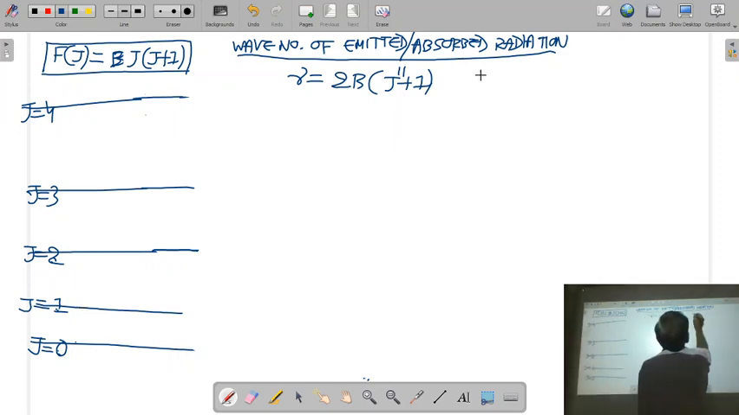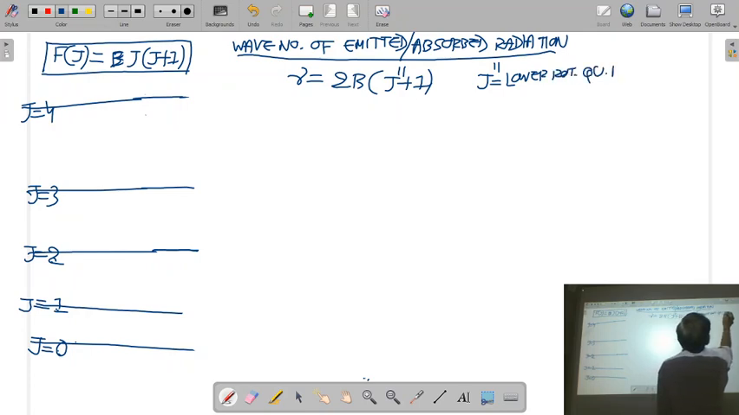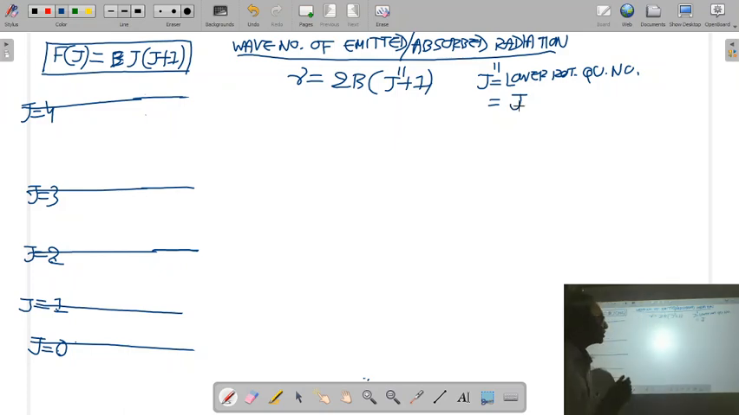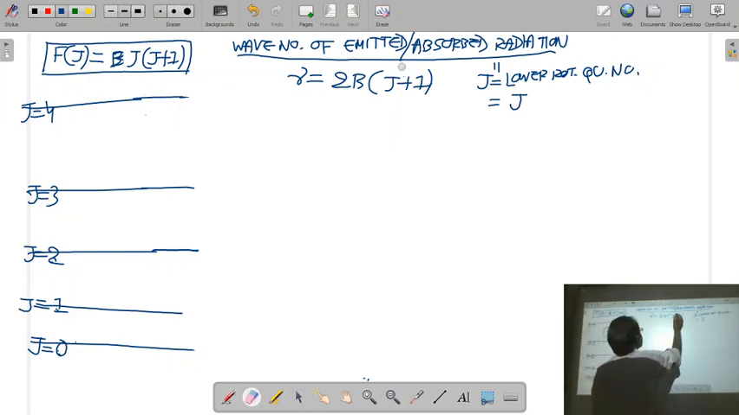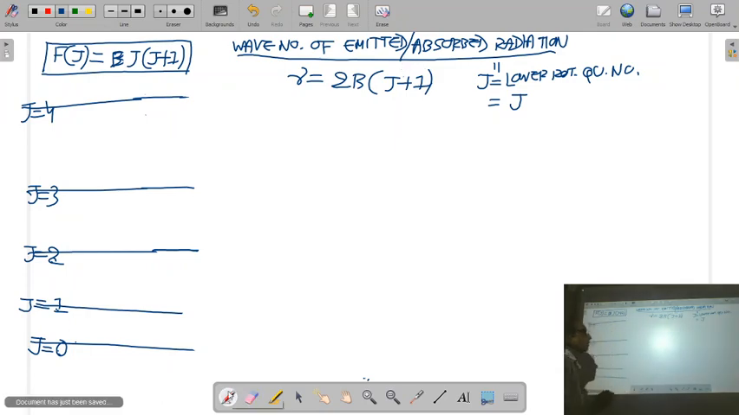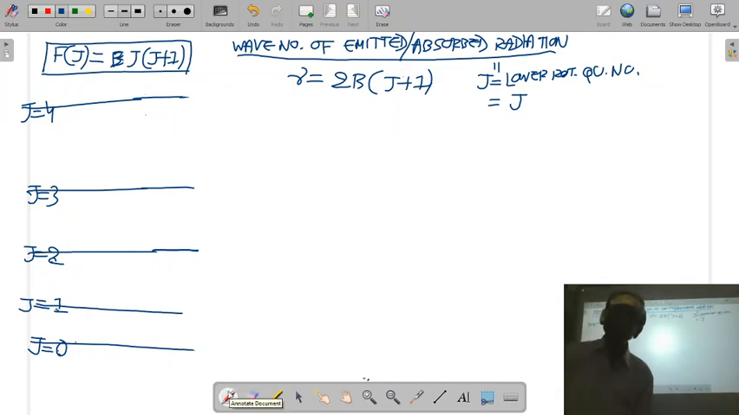This J double dash is the lower rotational quantum number. In general, I denote it by J. But when I write J, you have to understand it is the lower rotational quantum number. So I replace this J double dash by J. Please be careful, J is the lower rotational quantum number.